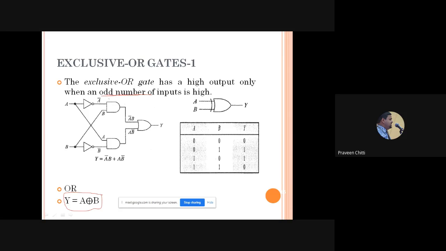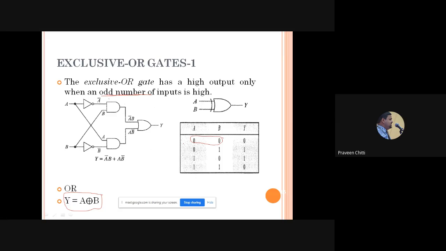And in this exclusive OR truth table you can see that when both are 0 0, output is 0. Both are 1 1, output is 0. When both are different, output is 1. Then you may ask, just now I mentioned an odd number. Here how many inputs are high? How many inputs are high, I am asking, not how many inputs. There are 2 inputs, fine. But out of these 2 inputs, how many are high? None of the inputs, 0.